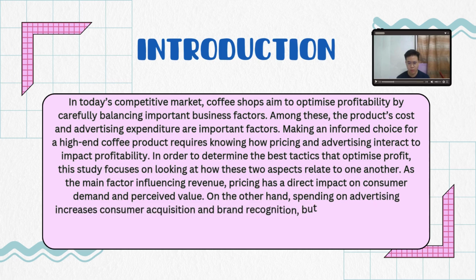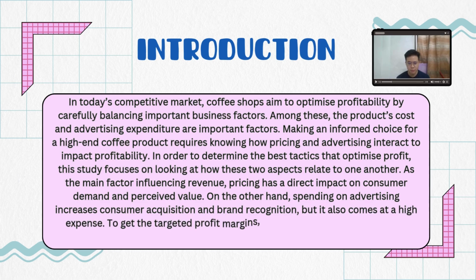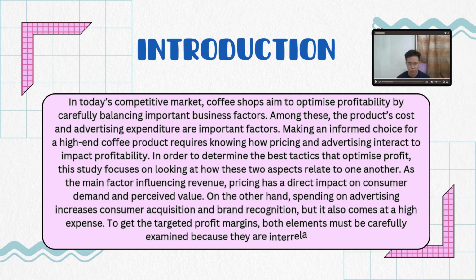relate to one another. As the main factor influencing revenue, pricing has a direct impact on consumer demand and perceived value. On the other hand, spending on advertising increases customer acquisition and brand recognition, but it also comes at a high expense. To get the targeted profit margins, both elements must be carefully examined because they are interrelated.